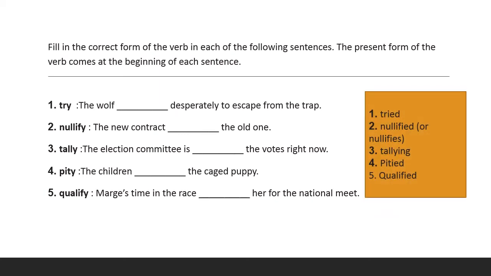That's right. But each of these has a different form for their -ed endings. When we write tried, it's like that because the verb ends with y. Similarly, nullified, we remove y and then we add i and -ed. And pitied, again we remove the y and then use -ied. Similarly, qualified, we remove y and use -ied.